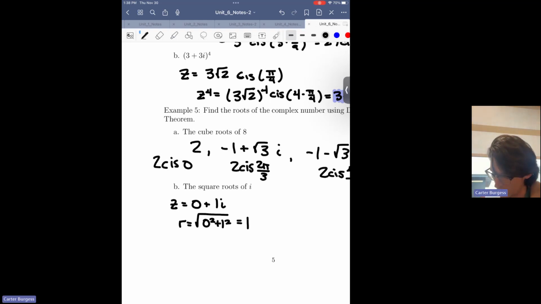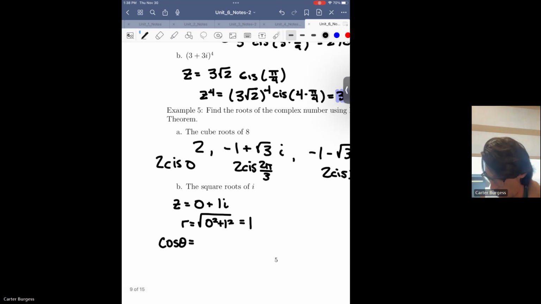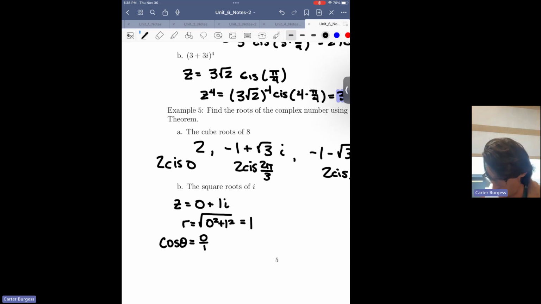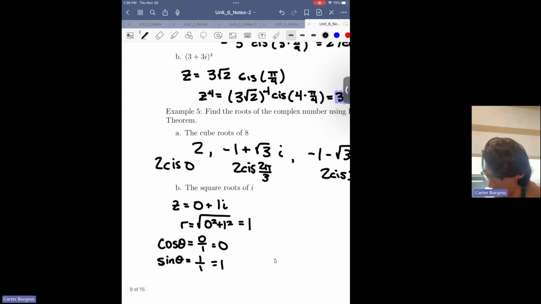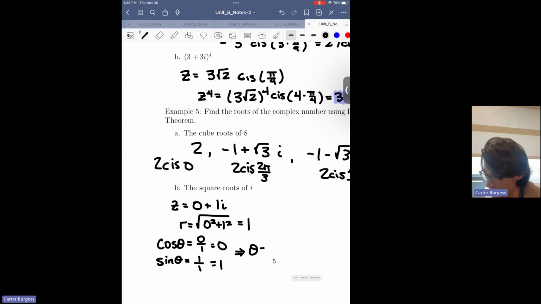And so the two equations that we get are 0 over 1 for cosine of theta and 1 over 1 for sine of theta. What is the theta that gives us an x value of 0 and a y value of positive 1? Pi over 2. Very good. What is the first coterminal angle with pi over 2? 5 pi over 2. Very good.